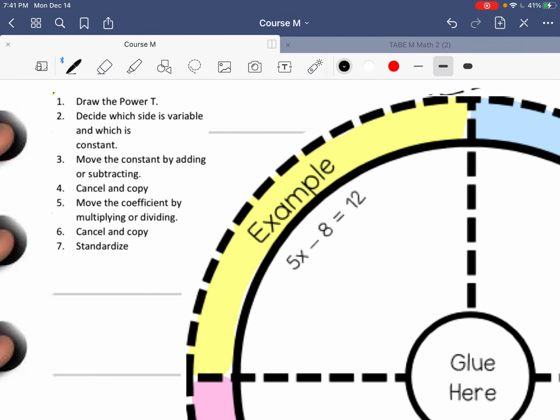So let's start off with this first one, and let me white out my 5x minus 8 is negative 12. And let me just confirm that 5x minus 8 is positive 12. So here come our steps. The first one has not changed. Draw the power t. Find the variable and the constant.